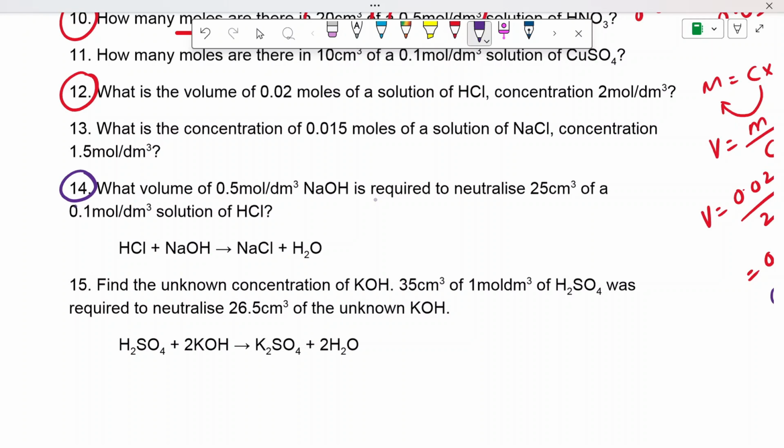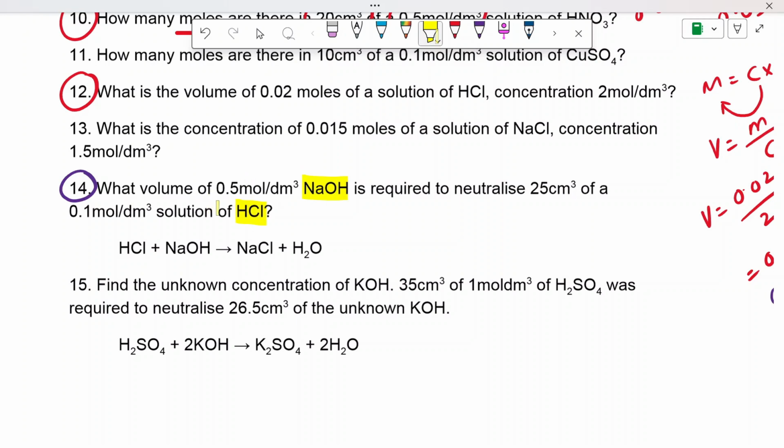What volume of 0.5 mole per decimeter cubed sodium hydroxide is required to neutralize 25 centimeters cubed of a 0.1 mole per dm cube solution of hydrochloric acid, HCl? Yep. So what is being asked in the question?